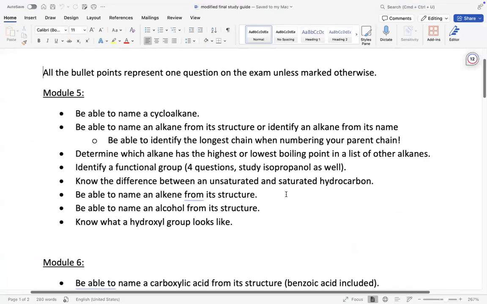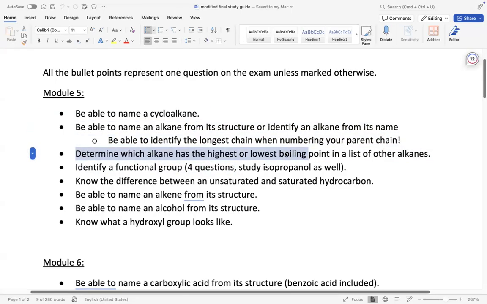So, we said all the bullet points basically represent one question unless marked otherwise. So there are a lot of different kinds of questions on here. Be able to name a cycloalkane. We did this on the practice exam. That's when you have something with a ring in it, and it's just throwing that word cyclo in front of it. Be able to name an alkane and identify its name. We did 2 or 3 of these on our practice exam we just went through.